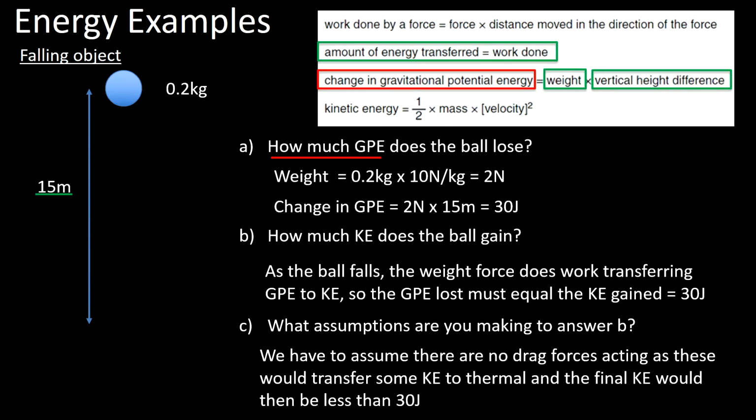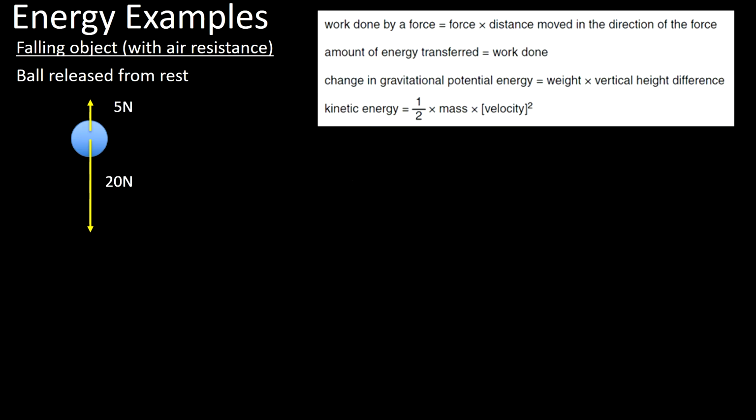So let's see what happens if we remove that assumption that there is no drag, and put some drag in. We're releasing a ball from rest again, and this time we've got a weight of 20 newtons, so you've been directly given the weight, and a drag force of 5 newtons. I'm going to drop that through a distance, this time, of 30 meters.